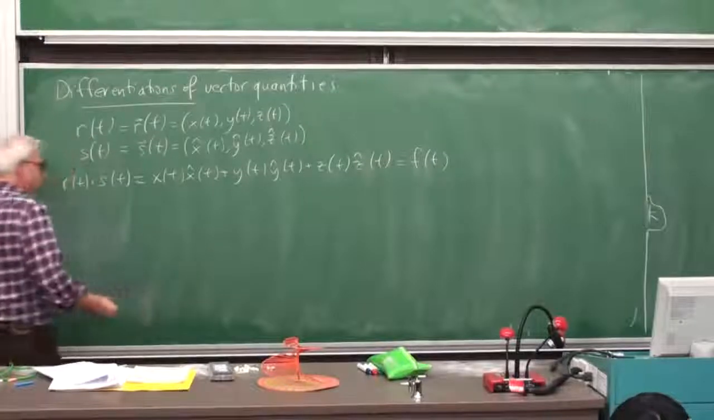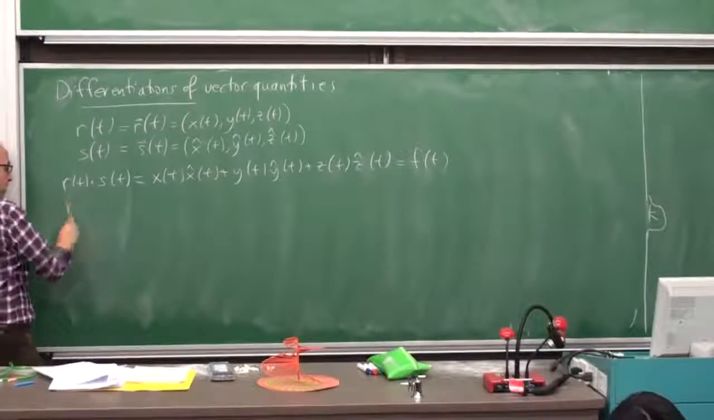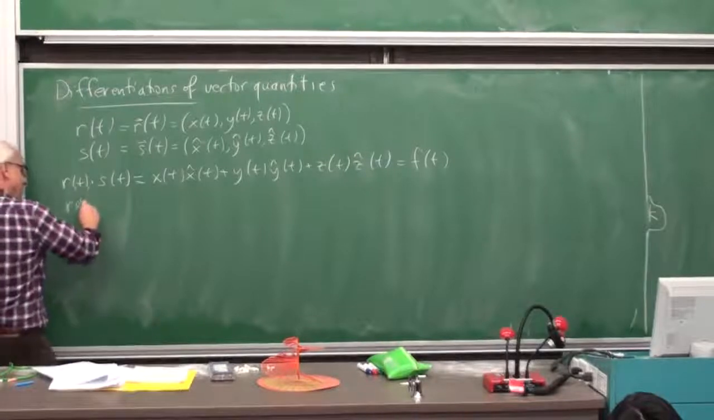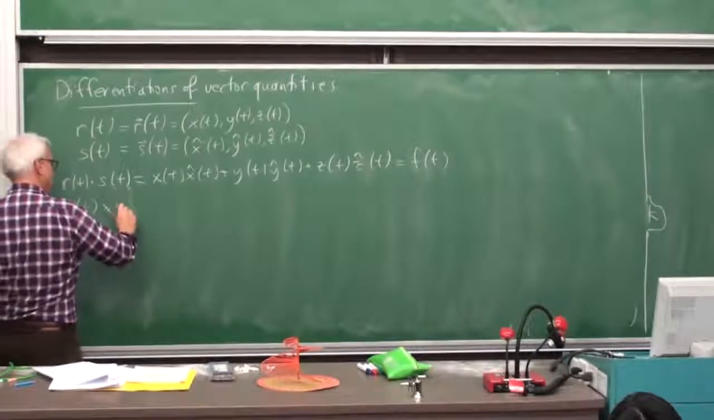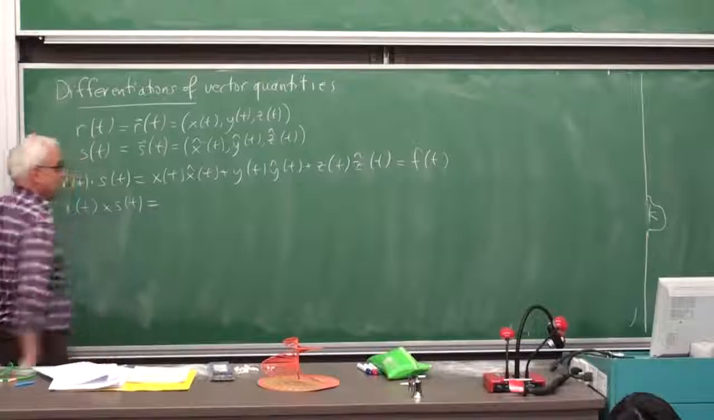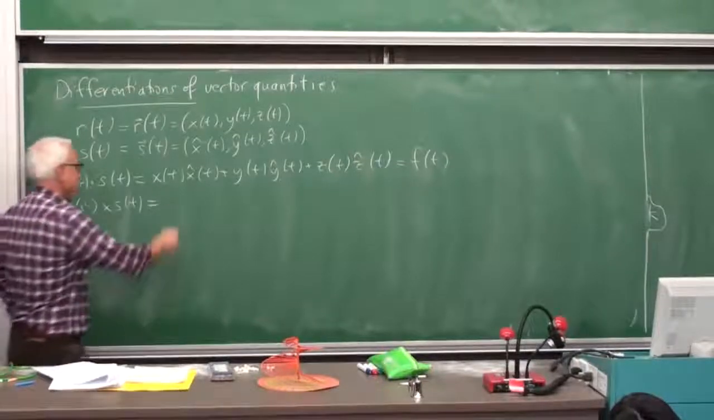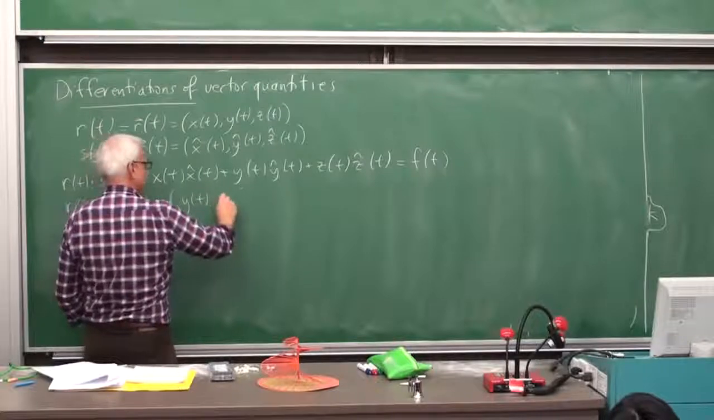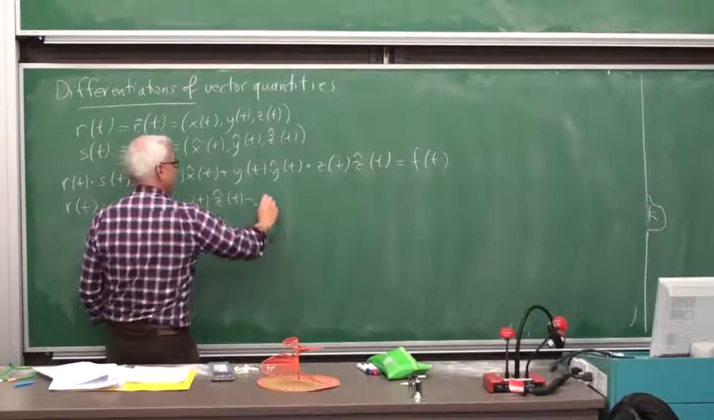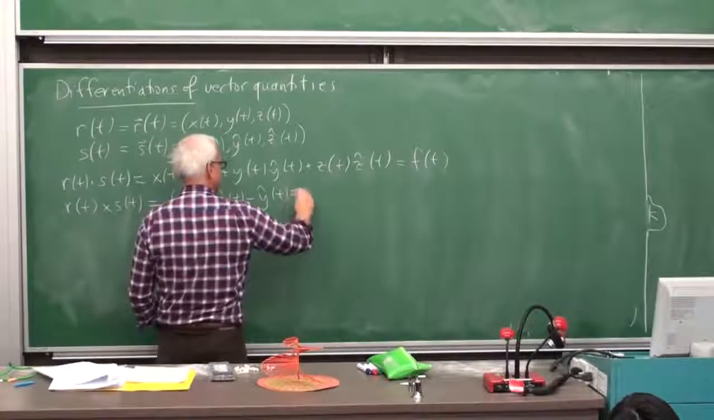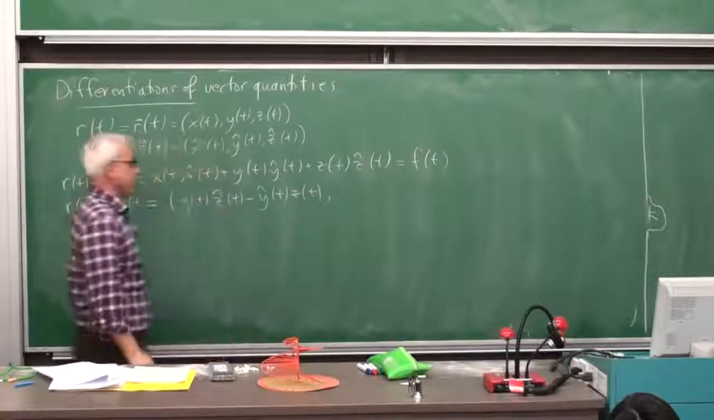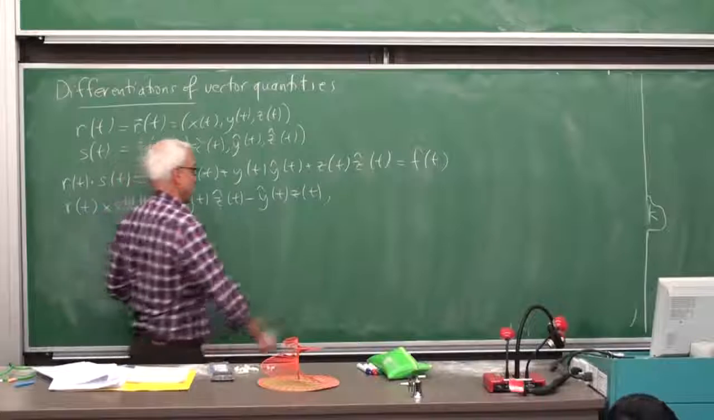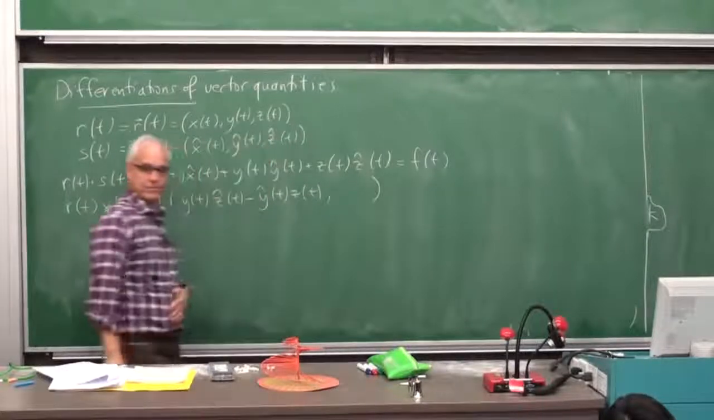And another thing that we can do, of course, is we can take the cross product between these 2 vectors. So r of t cross s of t equals, okay, well, it's a vector, which is going to be y of t, z hat of t, minus y hat of t, z of t. That'll be the first component. And then the other ones are permuted in the usual fashion. Okay, maybe I won't write it down.